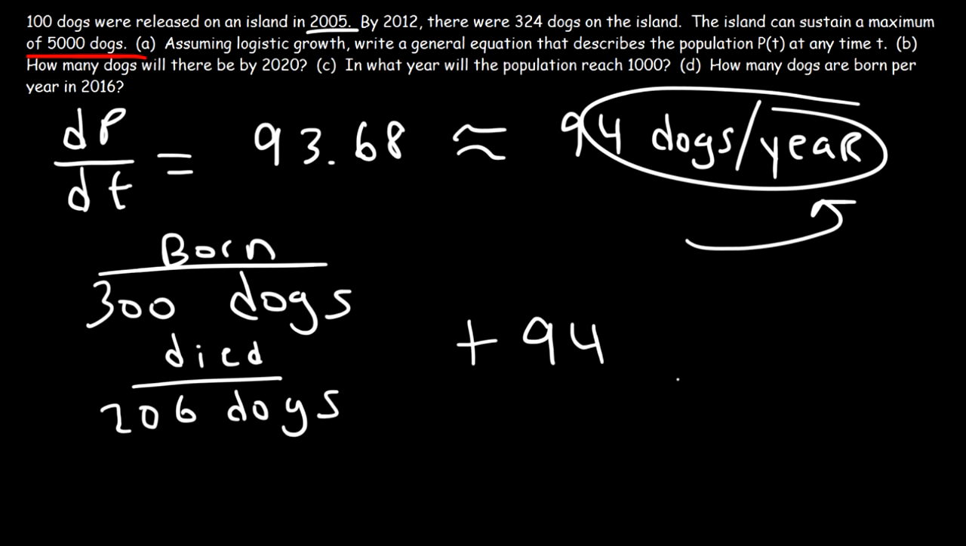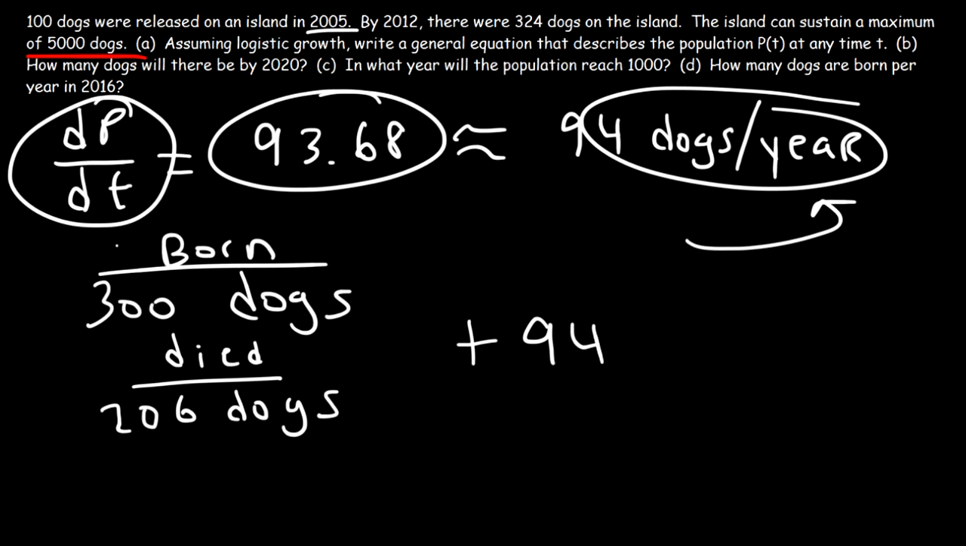Now, is there another way in which we can estimate this answer? How can we estimate the population growth per year? What other method can we use to get an answer that's close to 93.68? dP/dt represents the instantaneous rate of change of the population with respect to time. Now we can approximate the instantaneous rate of change by using the average rate of change formula. So let me show you.